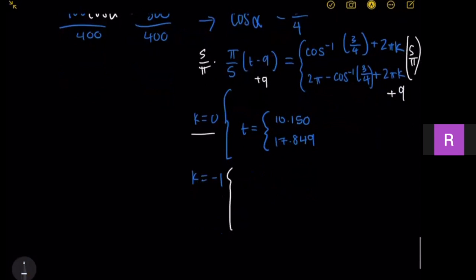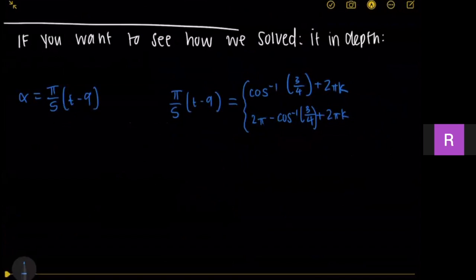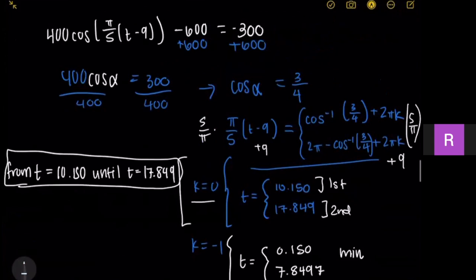And then for here, once we plug in k equals -1, we're going to get that t is going to be equal to 0.150 and 7.849 minutes. If you want to watch it, and if you don't want to, you don't have to. That alpha is equal to pi over 5 times t minus 9. So we had set it up like this here, based on the inverse cosine, and it being equal to 3/4, which we solved up here.